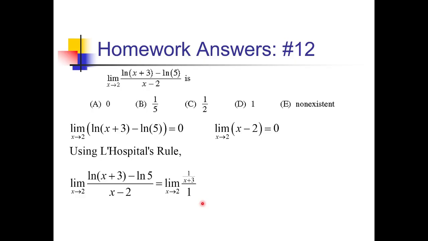All right, well, I don't think I'm going to get 0 over 0 again, so let me just plug 2 in. I can ignore this 1 in the denominator, so it's really just 1 over x plus 3. And this is going to be 1 over 2 plus 3, so 1 over 5, which matches with answer choice B.